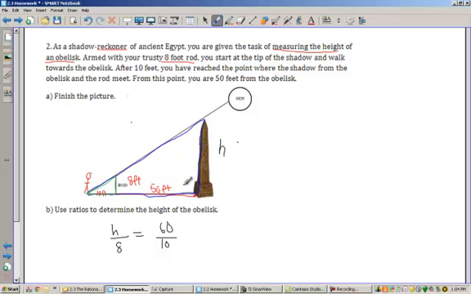Okay, so you say, h over 8 is equal to 60 over 10. And of course, you can solve this for h. Since you're dividing by 8, you simply multiply both sides by 8, so you get h equals 60 divided by 10 times 8. And you can simplify 60 divided by 10 is 6, and then times 8. So this is about 48 feet. And this is what these shadow reckoners did in ancient Egypt. They actually went out and they could measure heights by using the shadows of different objects.